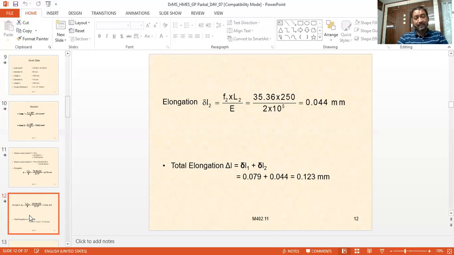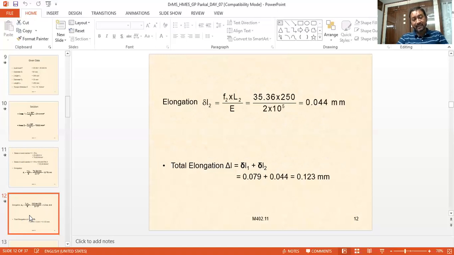So substituting the values, 35.36 into 250 by 2 into 10 power 5. So it is equal to 0.044 millimeters. Now the total elongation of the bar is nothing but the elongation of the bar of section 1 and the elongation of the bar of section 2.